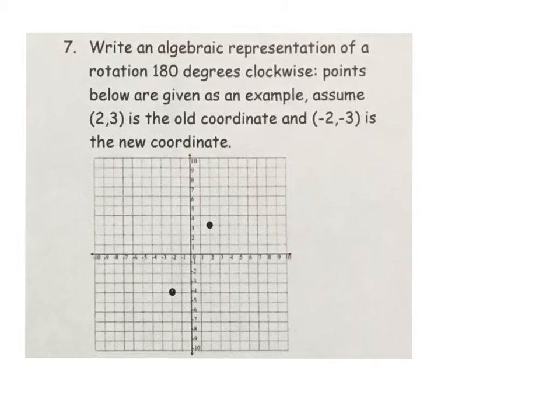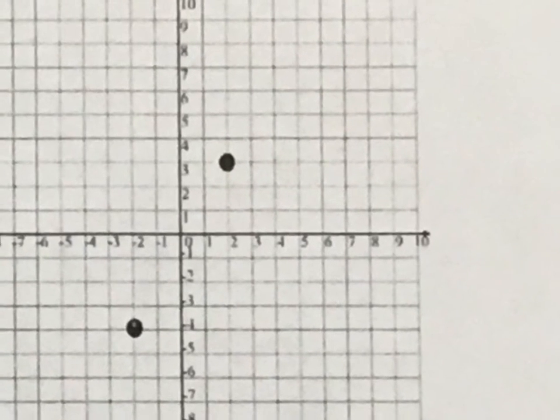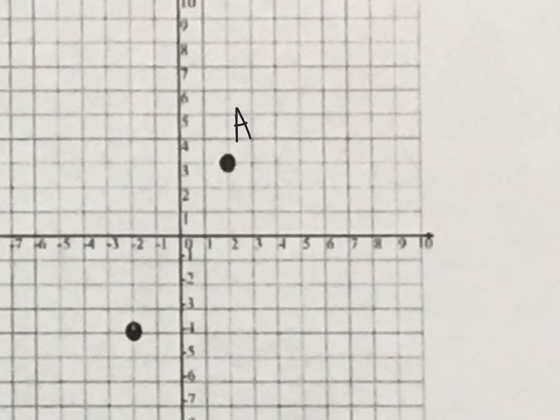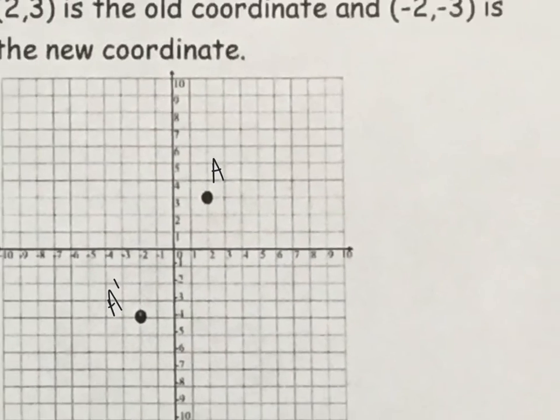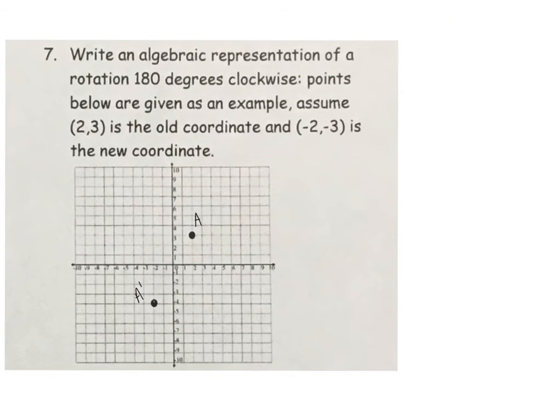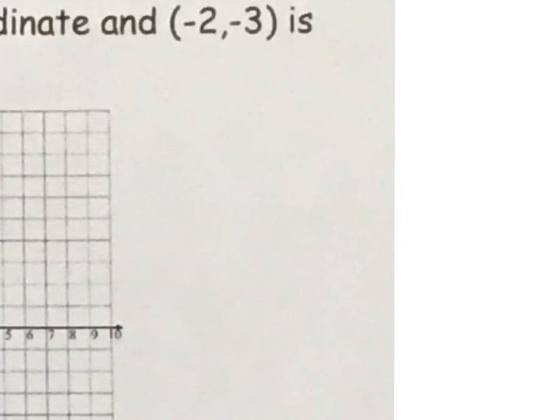Number 7. Write an algebraic representation of a rotation 180 degrees clockwise. Points below are given as an example. Assume that 2, 3 is the old coordinate and -2, -3 is the new coordinate. Let's label that A, and we'll label this A prime. Your answer choices are from what we did today, talking about rotations. I would get that note worksheet that we took today with the patty paper, and you're going to find your answer.